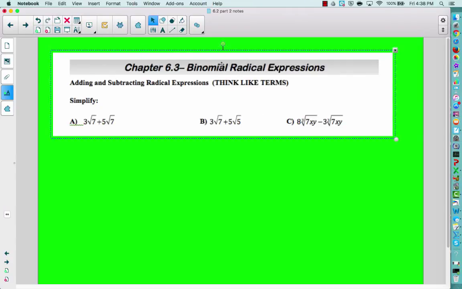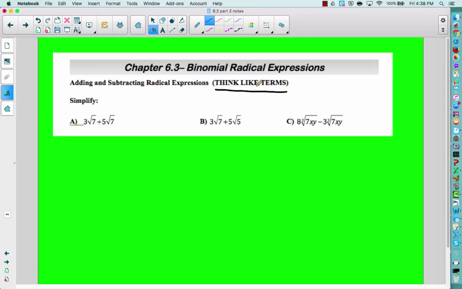So today we are going to be talking about binomial radical expressions and radical expressions in general. So I want to talk about adding and subtracting radical expressions. You've actually already done really this whole section, so it's going to feel good. When you add and subtract radical expressions, you need to think of like terms.